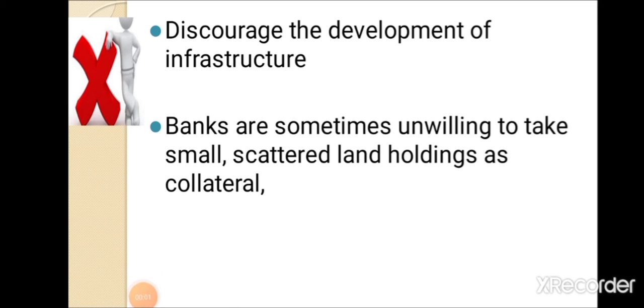And finally, it is noticed that banks are sometimes unwilling to take small scattered land holding as a collateral security, which results in the farmer not being able to get the credit to make investment in his land. So this is all about disadvantages of land fragmentation.